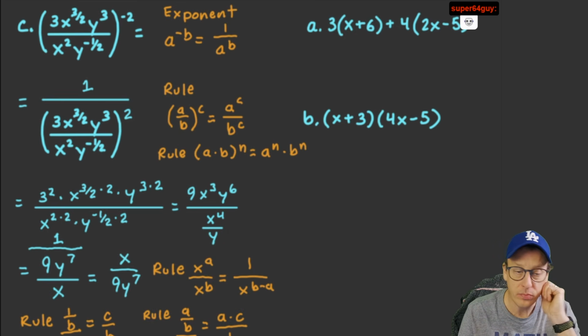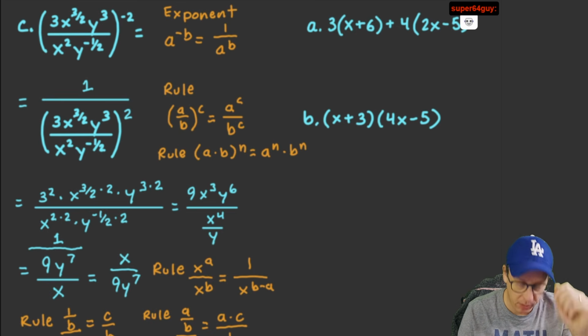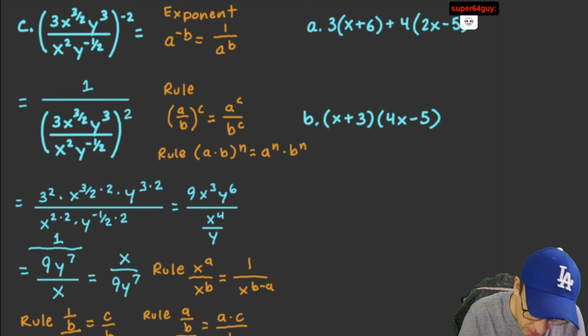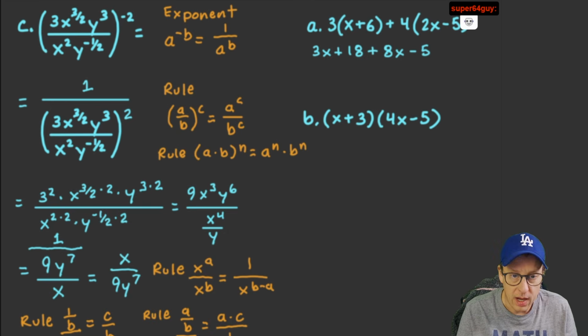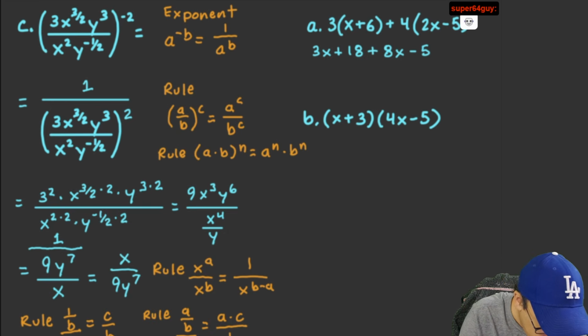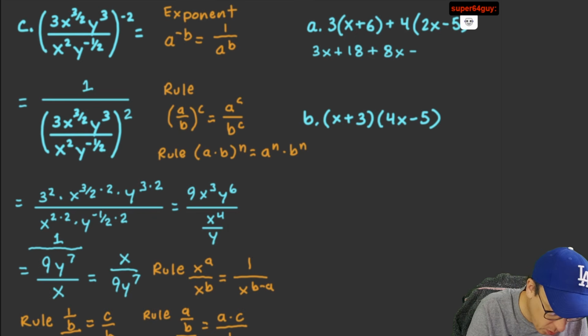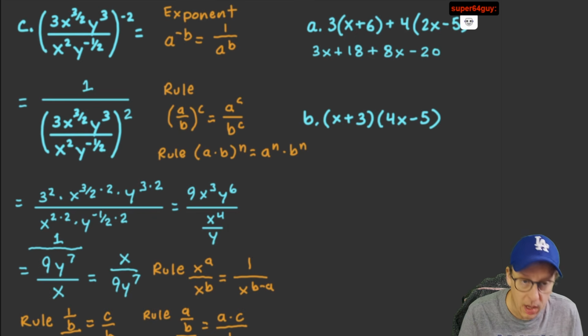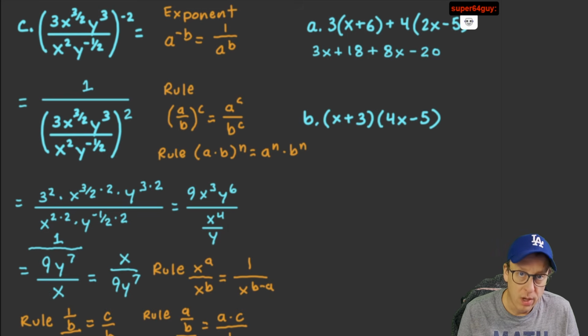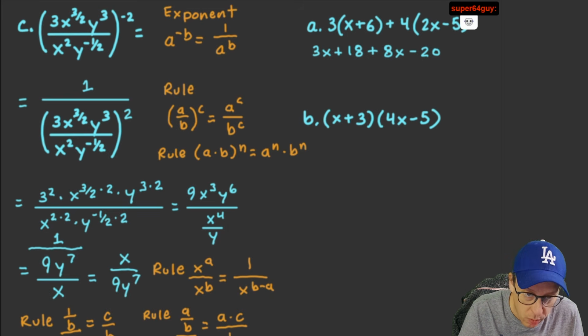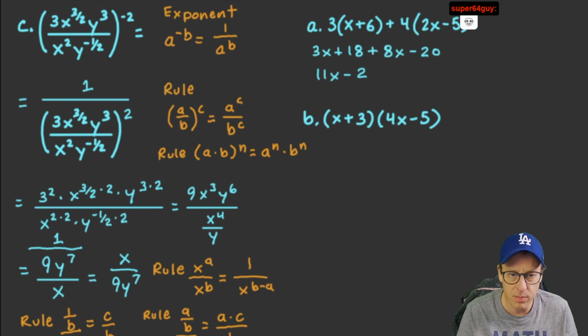Let's move on. Okay, so in this situation, what I want to do is expand and simplify all of these different problems. It's rather simple, actually. So this is going to become 3x plus 18 plus 8x minus 5. Or no, 20. Sorry about that. 4 times 5 is 20. Last time I checked, 20. And then we'll just simply be able to bring those values together. And if we do, we're going to end up getting 11x minus 2. Okay, there's that problem also solved.